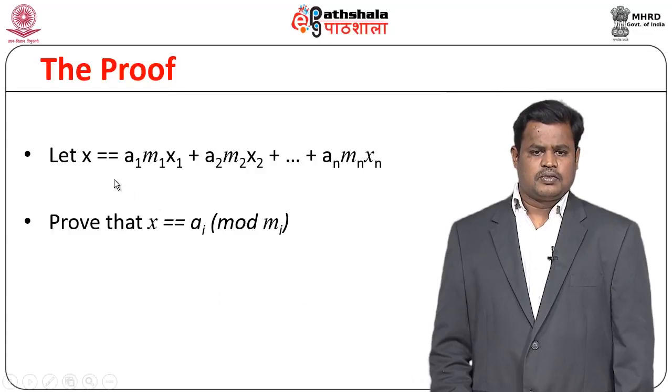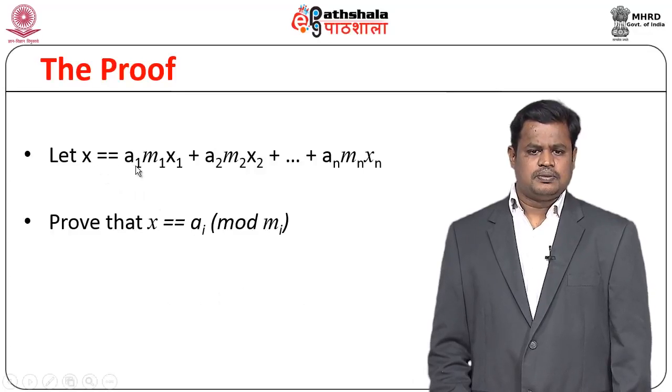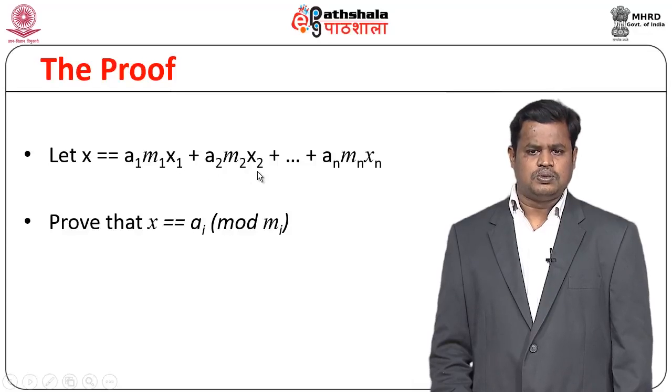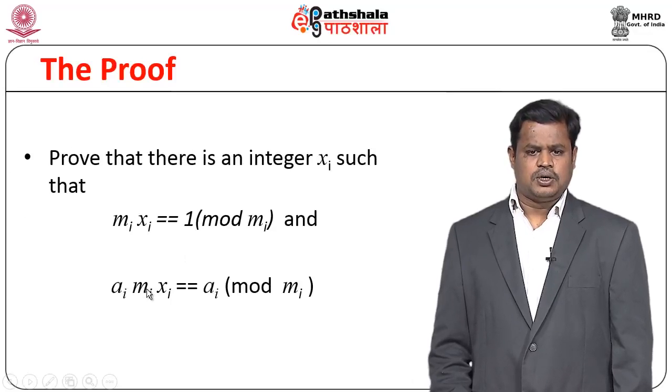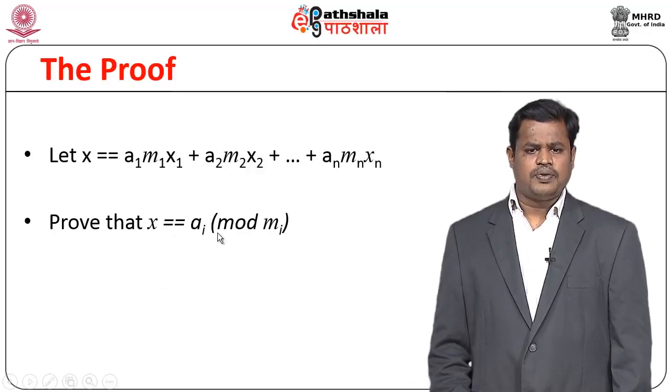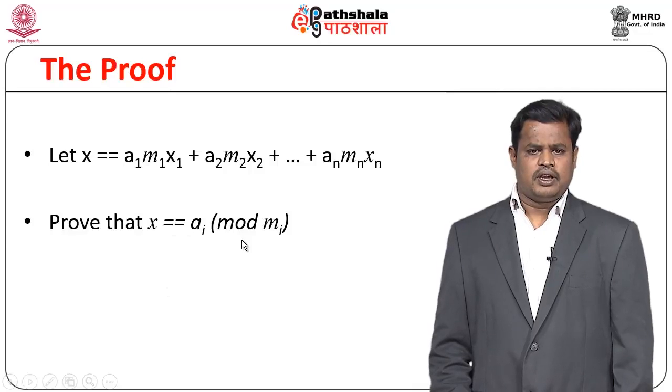So let x is equal to a1 M1 x1 plus a2 M2 x2 up to an Mn xn. It proves that x is equal to ai mod mi. That is what we can understand from this expression.